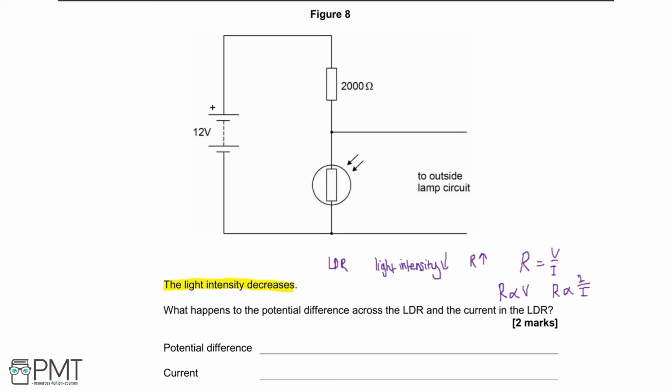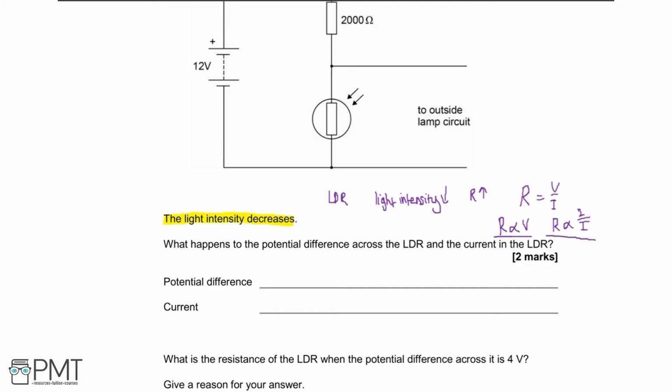We can then use these two statements that I've written here, that resistance is proportional to voltage but inversely proportional to current, and that's going to tell us what is going to happen. So resistance increases, therefore potential difference will do the same because they're proportional. However, if resistance increases, because they are inversely proportional, the current will do the opposite thing, which is to decrease. So the potential difference increases, whereas the current decreases.